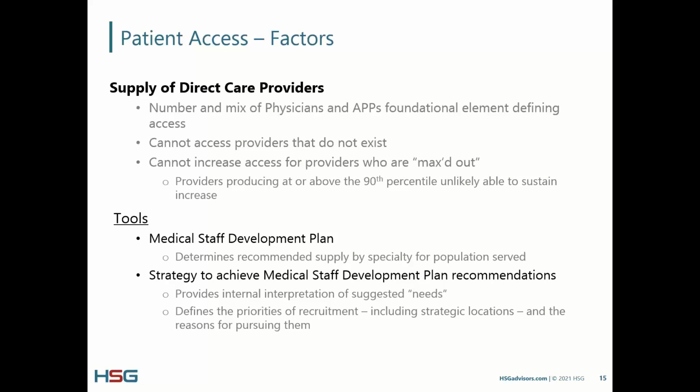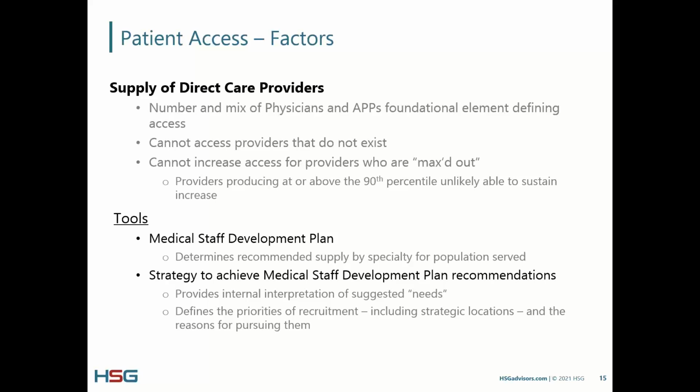The tools to work on and drill down into the supply of direct care providers, we feel is founded in the medical staff development plan. This determines the recommended supply by specialty for the population served and adjusted for the incidence and prevalence of certain disease conditions. But just determining the medical staff development plan, or a lower version of that, which is the physician needs analysis or provider needs analysis, which just looks at numbers, is having a strategy to achieve the recommendations.